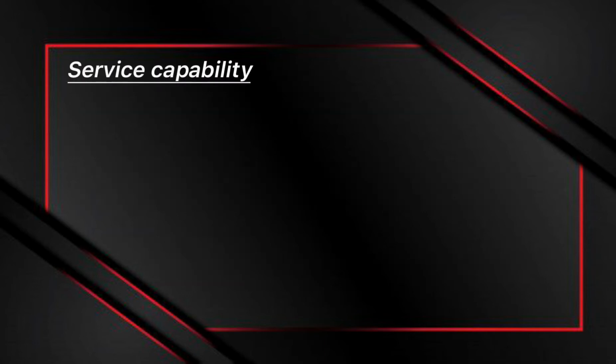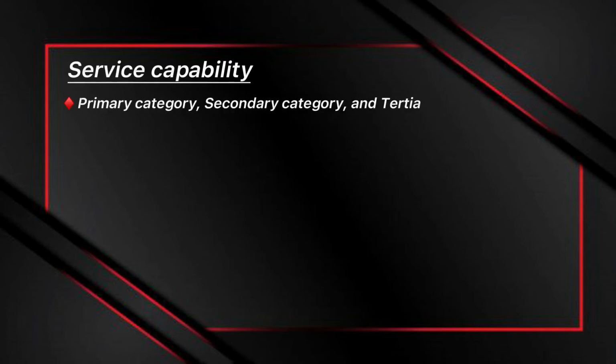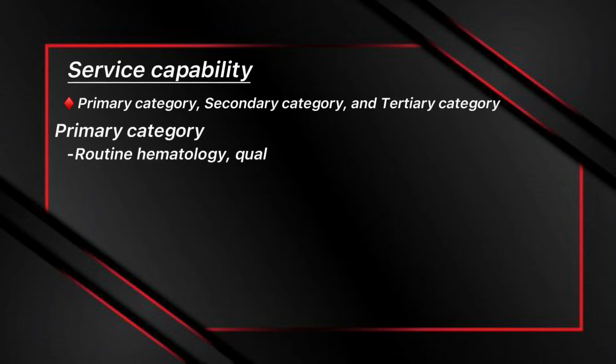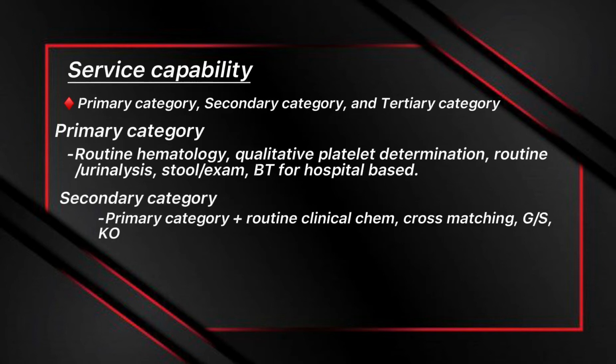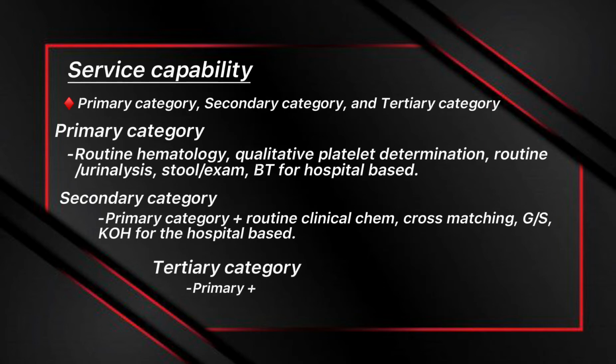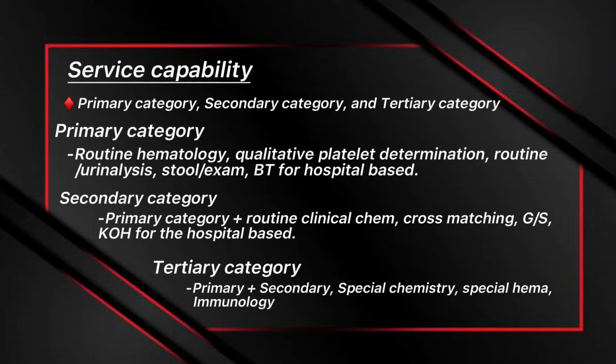Next, we have service capability. Under service capability, we have primary category, secondary category, and tertiary category. Primary category, we have here routine for hematology, qualitative platelet determination, routine for urinalysis, stool exam, and BT for hospital base. Secondary category, we have primary category plus the routine clinical chem, cross-matching, GRS, KOH for the hospital base. And last, we have tertiary category. Under this, we have primary plus secondary plus special chemistry, special hema, immunology, microbiology, and CIS.